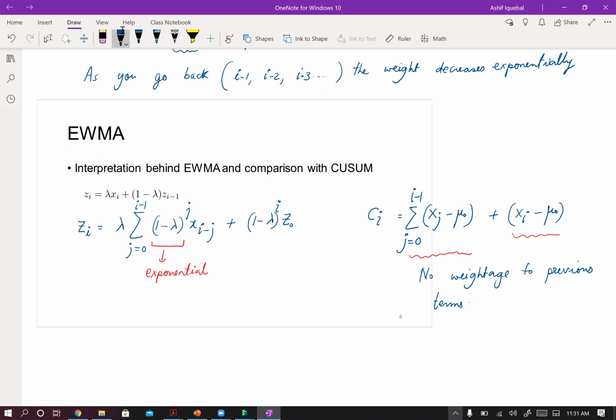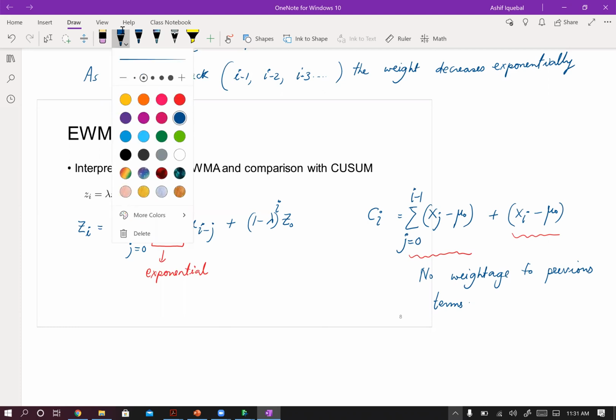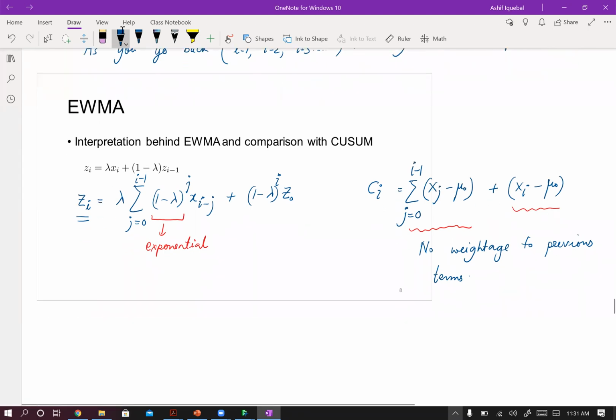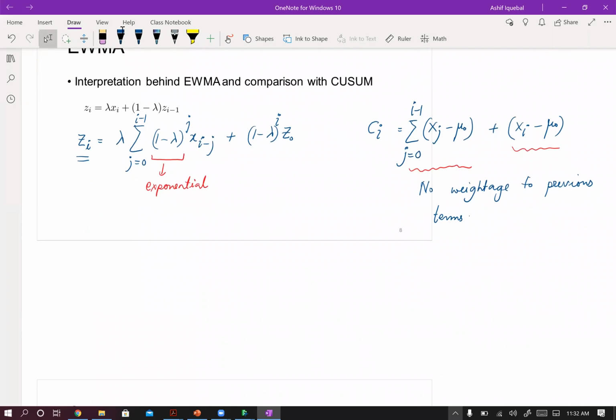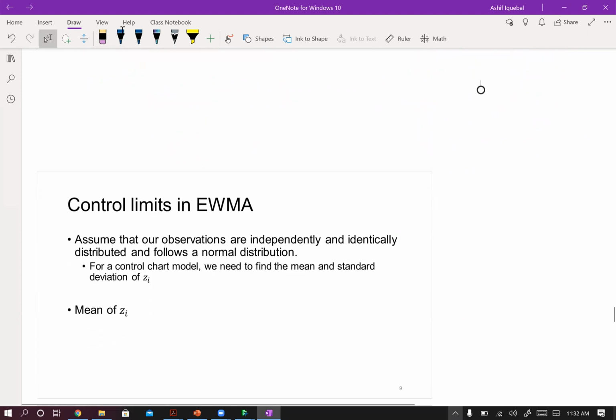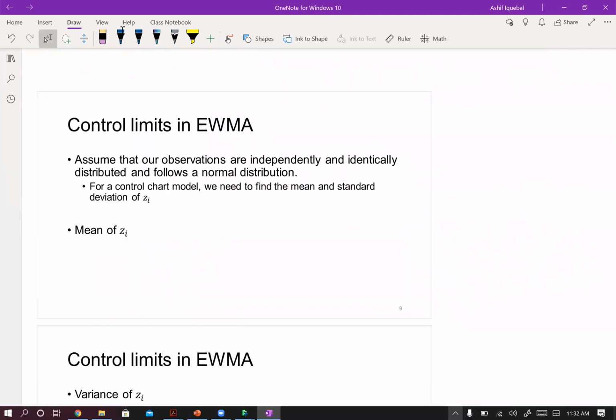All right. So now we have ourselves the exponentially weighted moving average chart. We can plot the value of Zi and monitor the process, but we need the value of the upper control limit and the lower control limit, just like our previous examples, right? So let's start by writing down our control limits. Now, to find the control limits in EWMA, we'll make some assumptions here.